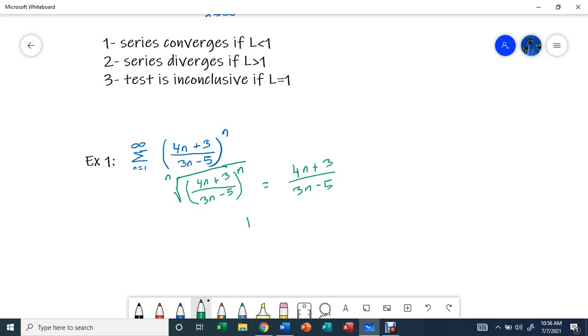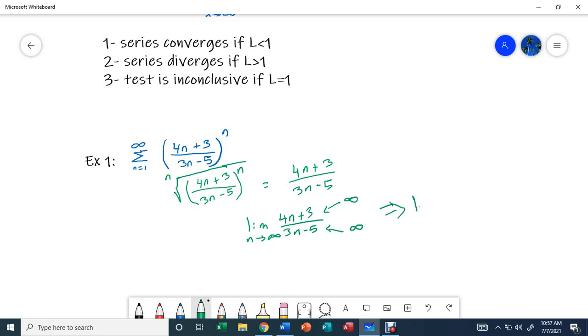So let's find out the limit of this as n goes to infinity. So (4n plus 3) over (3n minus 5) as n goes to infinity. So 4n plus 3 goes to positive infinity. Same thing for 3n minus 5, it goes to positive infinity. So it's undefined. So now let's divide everything by n and try again.